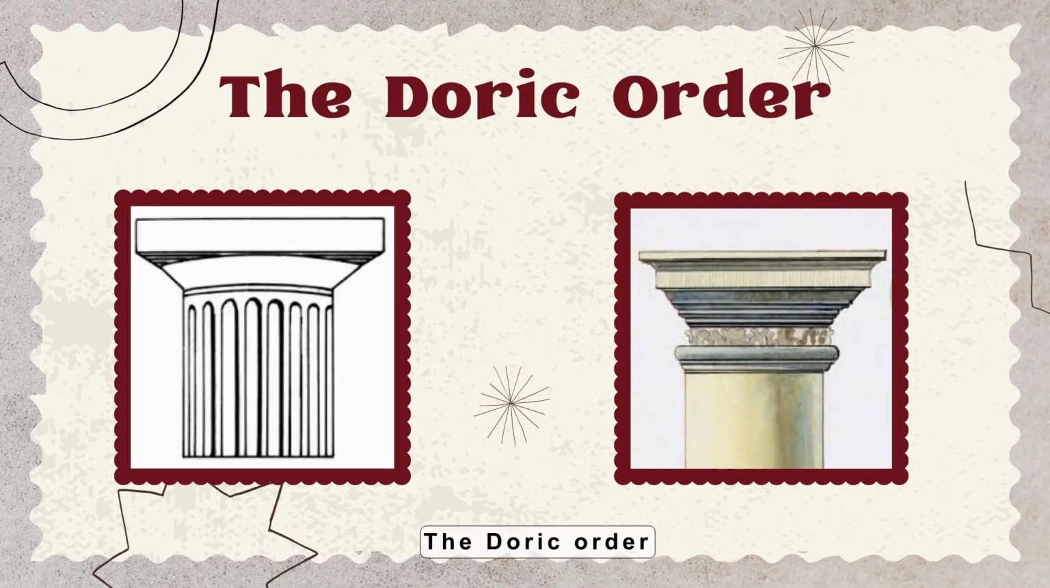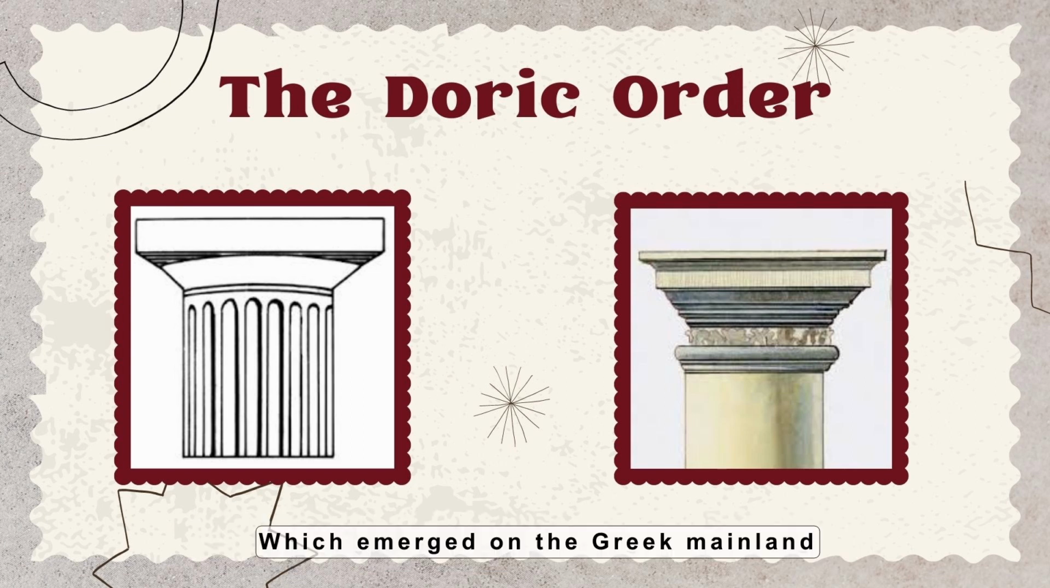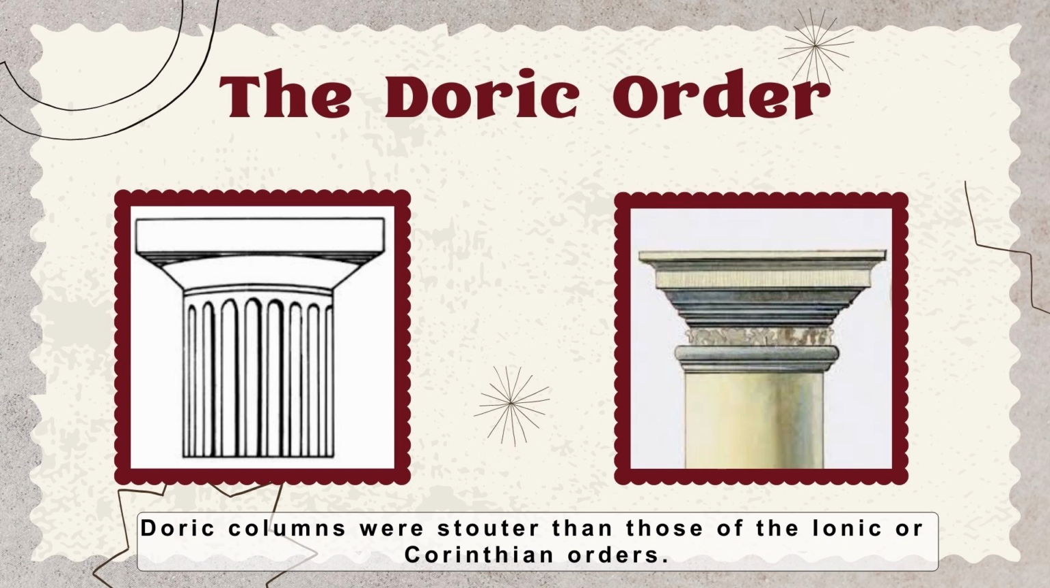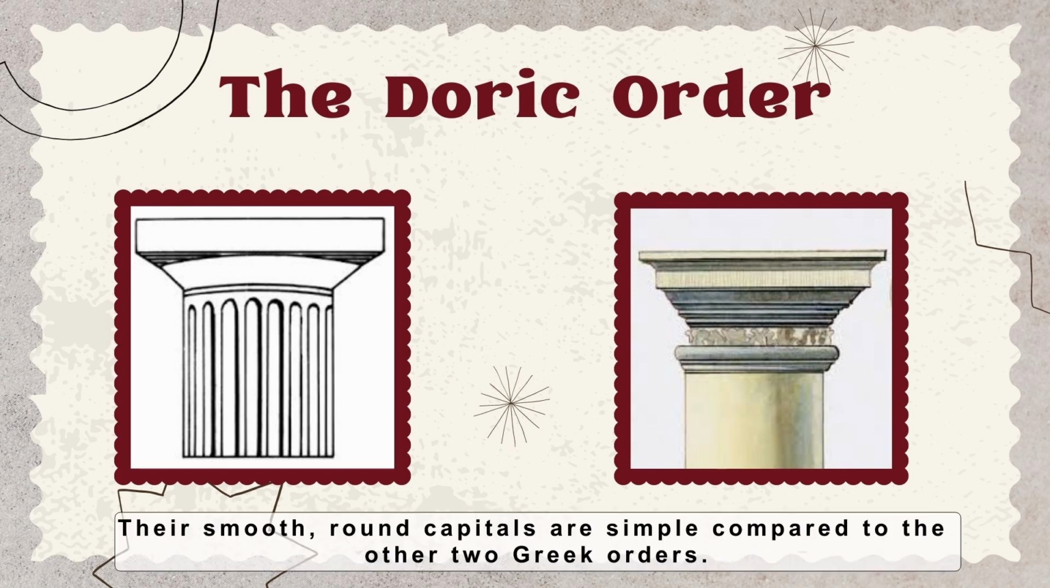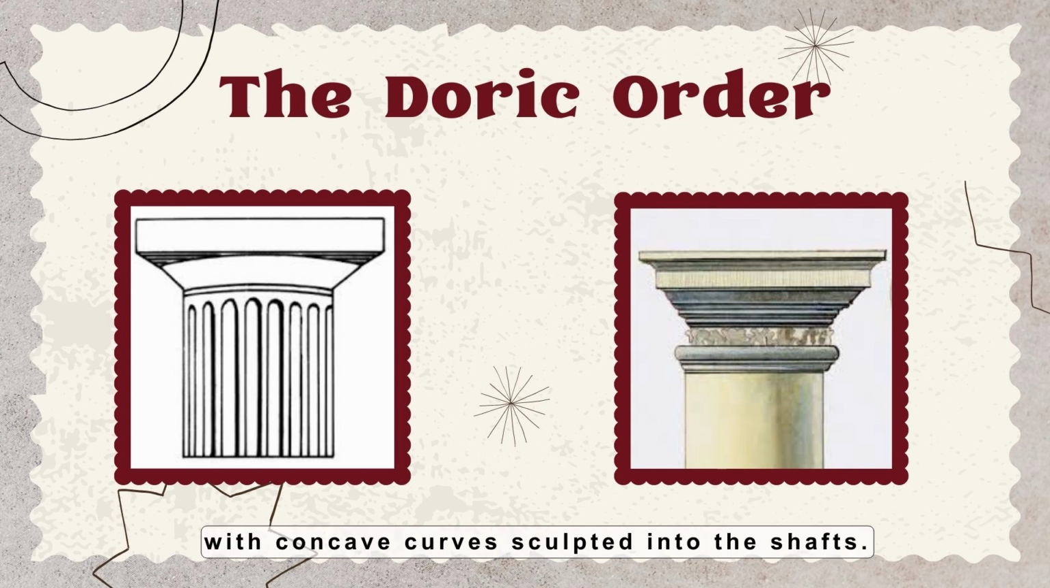The Doric order is the earliest of the three classical orders of architecture, which emerged on the Greek mainland during the course of the late 7th century before the Common Era. Doric columns were stouter than those of the Ionic or Corinthian orders. Their smooth, round capitals are simple compared to the other two Greek orders. Doric-style columns were typically placed close together, often without bases, with concave curves sculpted into the shafts.